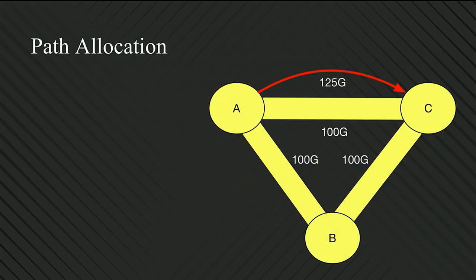And the collection of all those entries is what we refer to as the traffic matrix. So now we have the topology and we have the demand. We're ready to do some path allocation. I will use an example to illustrate how this is actually done.